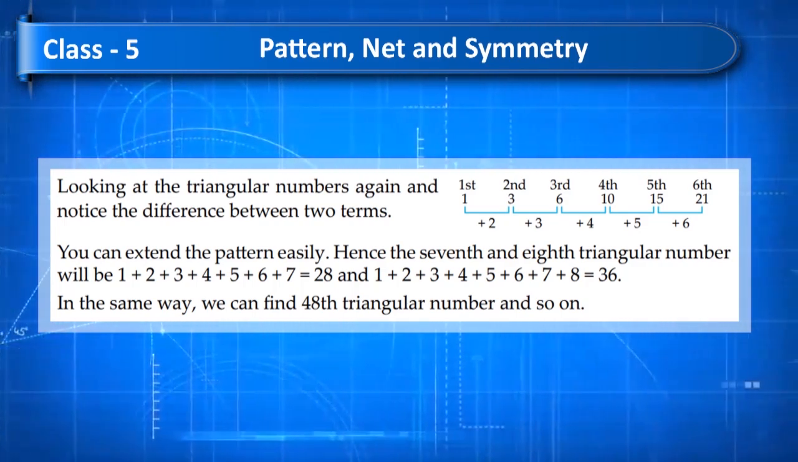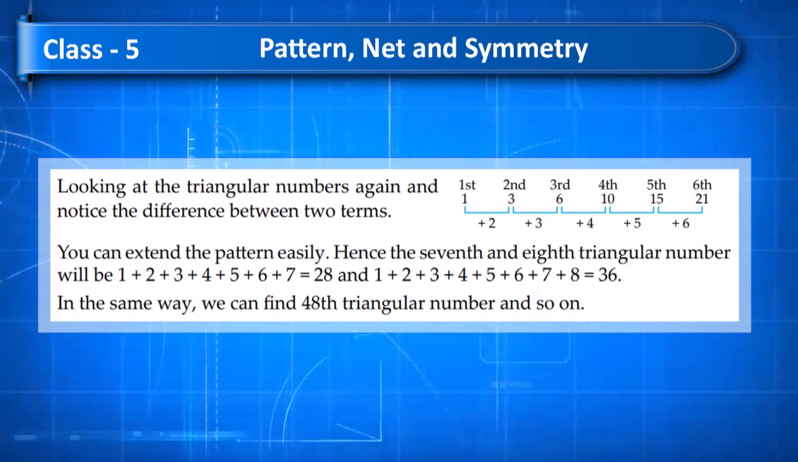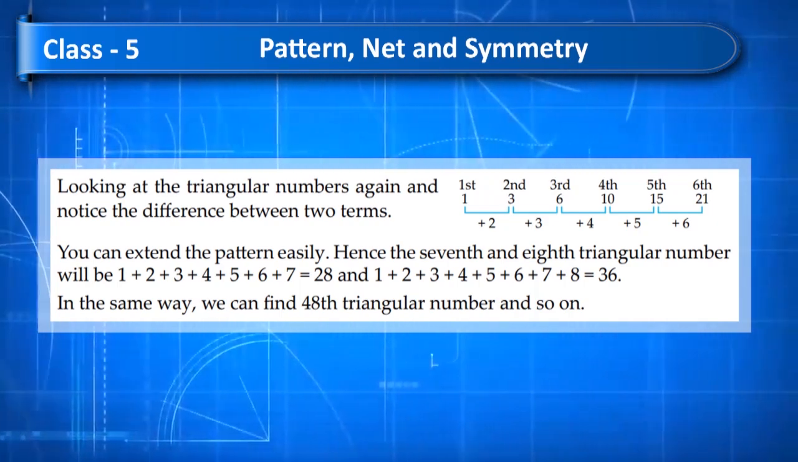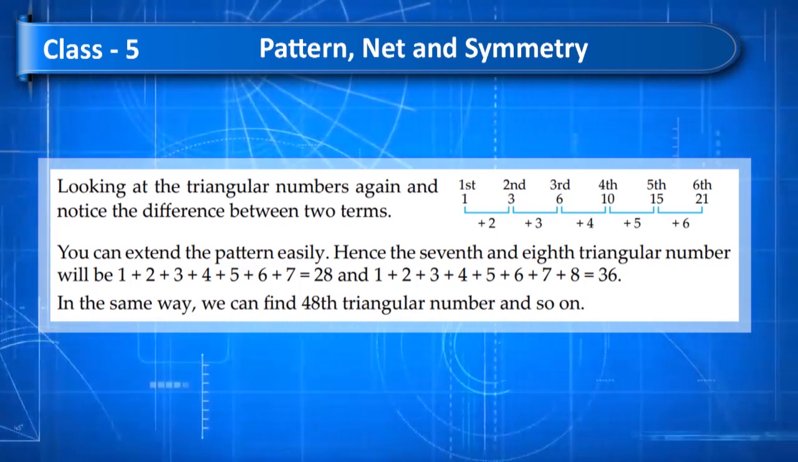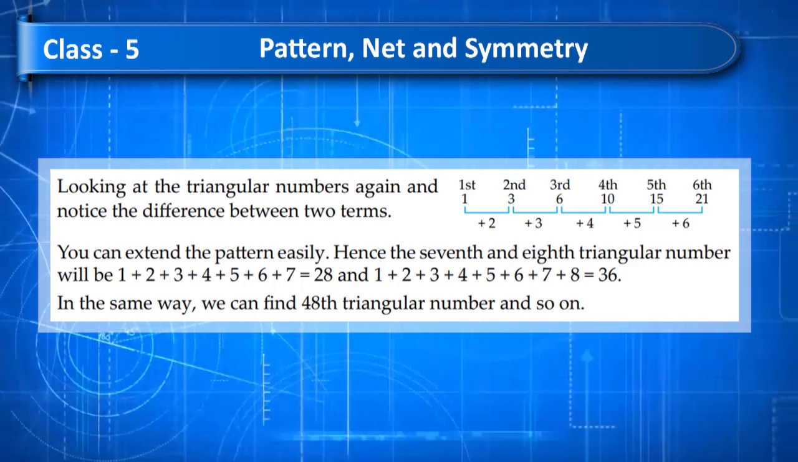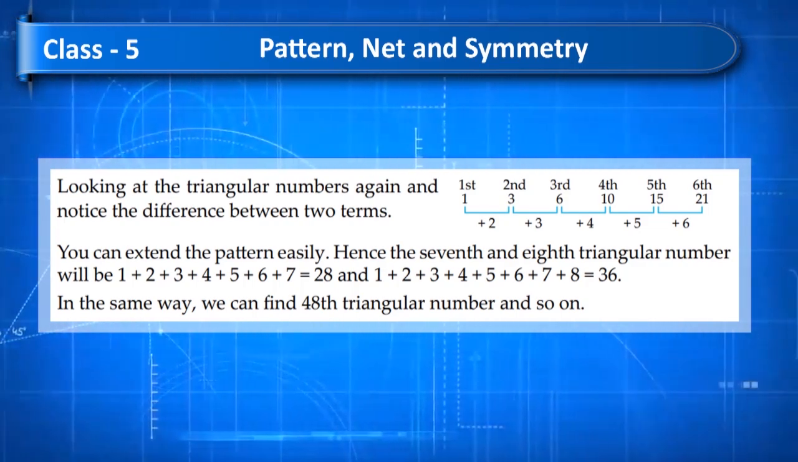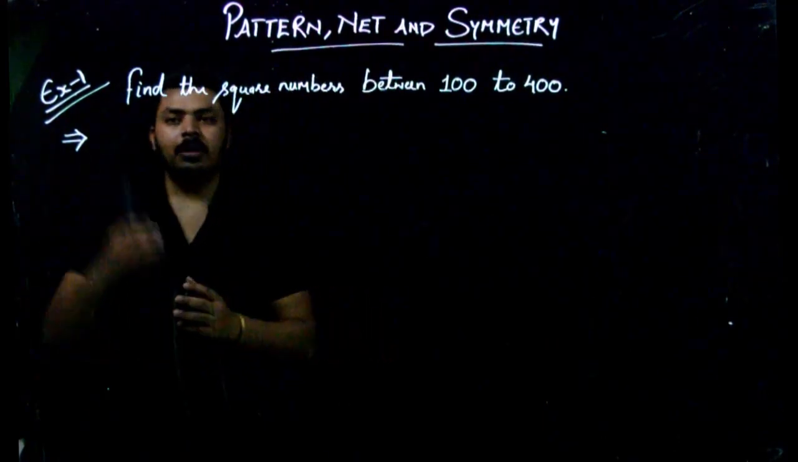Hence the 7th and 8th triangular numbers will be 1 plus 2 plus 3 plus 4 plus 5 plus 6 plus 7 equals 28, and 1 plus 2 plus 3 plus 4 plus 5 plus 6 plus 7 plus 8 equals 36. In the same way, we can find the 48th triangular number and so on. So now let's look at example number 1.